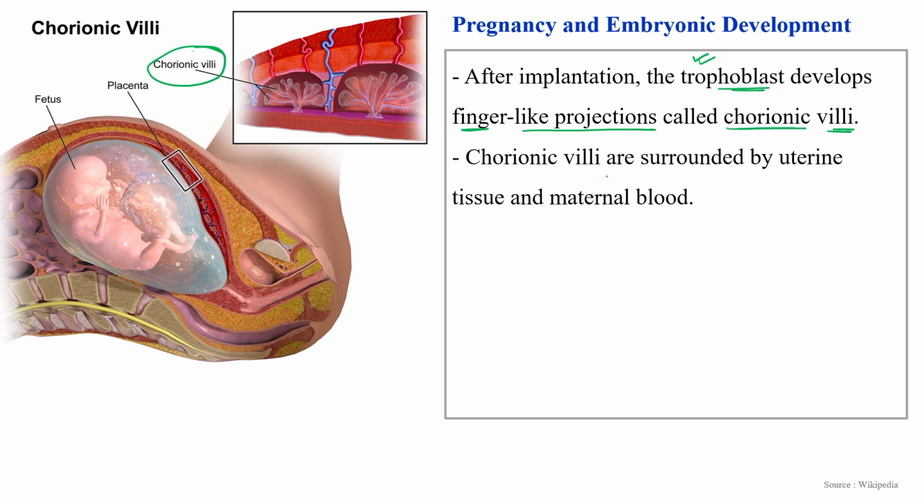These chorionic villi are surrounded by the uterine tissue and maternal blood. This is the tissue and blood, surrounded by the uterine tissue and the maternal blood.